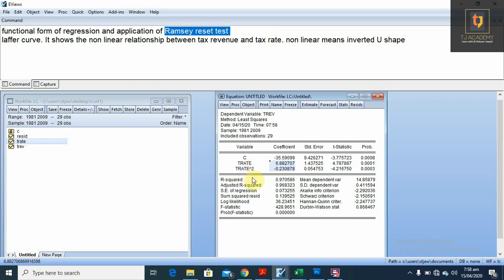So I hope this video will help you to understand the functional form of regression and application of Ramsey RESET test.